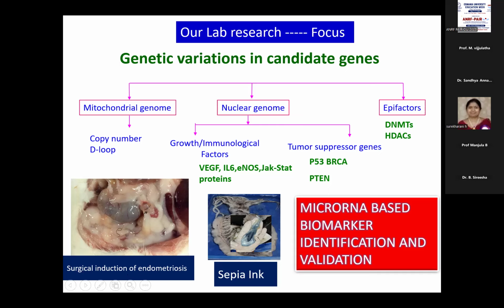Coming to our current project, we wanted to decipher the role of microRNAs in endometriosis pathophysiology so that they can act as biomarkers. The 2024 Nobel Prize went to microRNA, so it is more in the limelight. MicroRNA can modulate gene expression, so it plays a very important role. There are at least 5,000 microRNAs in human beings, and from those we need to decode which ones play a very important role.